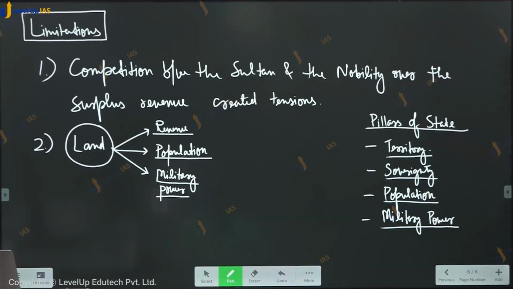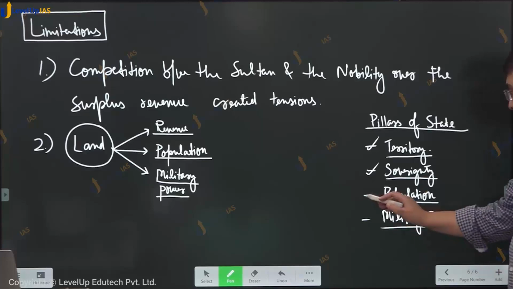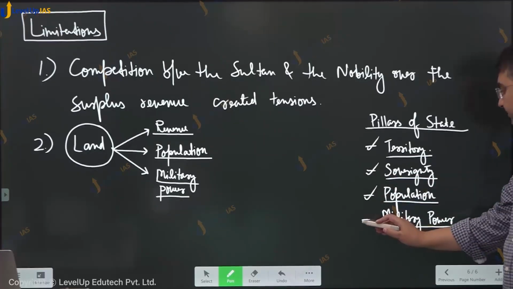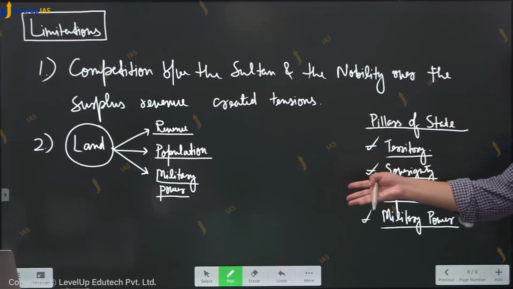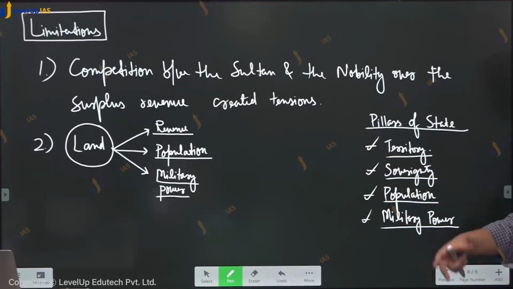Now the Iqta system had given to the ambitious iqtadars a ready-made recipe for individual and independent statehood. It had given them territory, it had given them power, it had given them a population to govern, and it had equipped them with a military. It was simply a matter of time that some of the ambitious nobles are going to openly challenge the authority of the Sultan in their own provinces, and at the first signs of weakness this is going to happen.